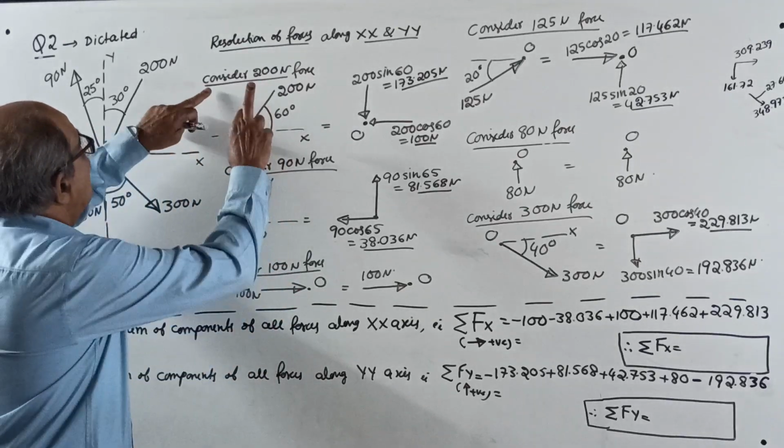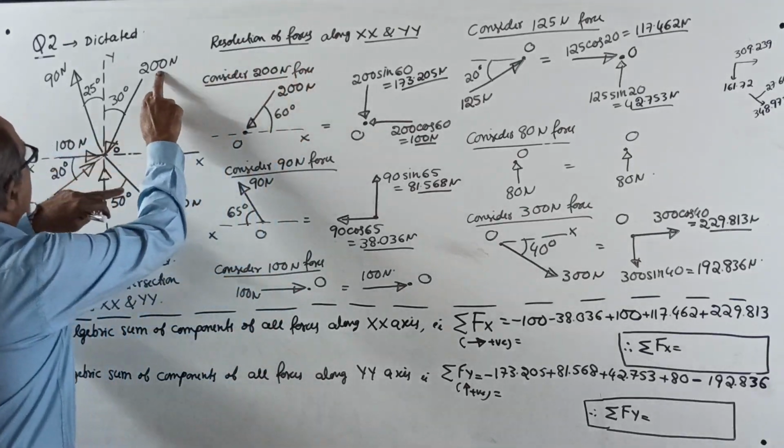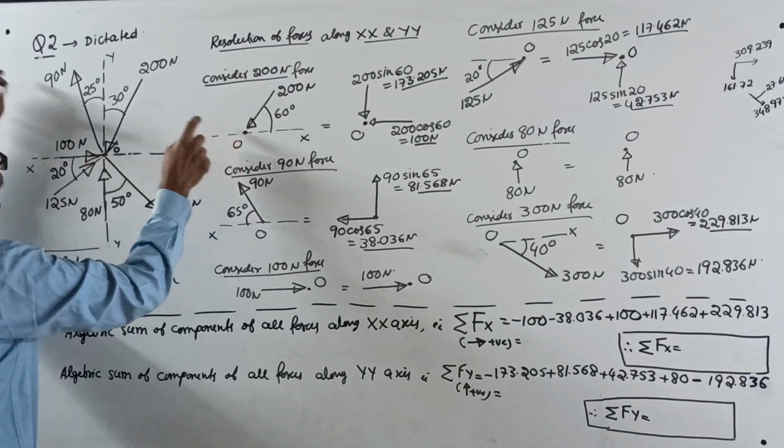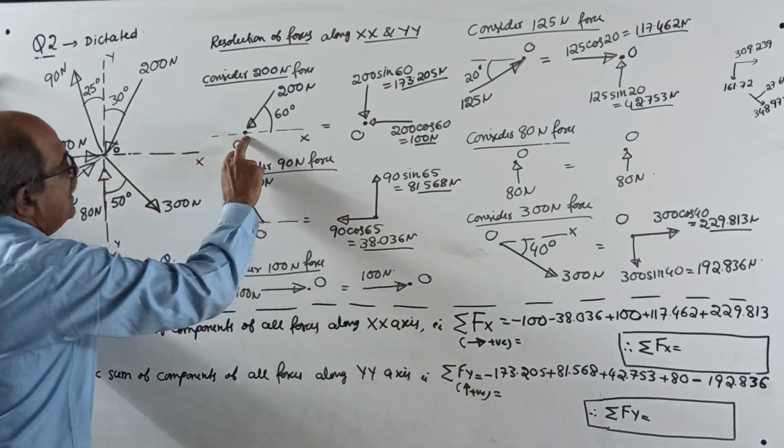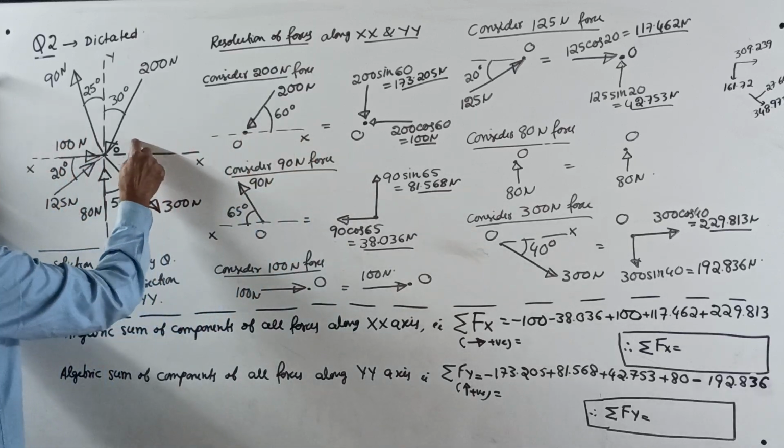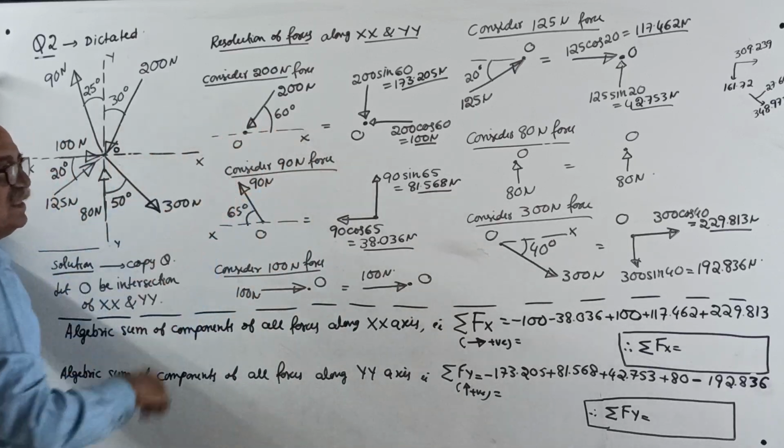Start. First, consider the 200 Newton force here, passing through the point O. I told you repeatedly, with the nearest x-axis, on this side, mark this angle, 60 degrees.